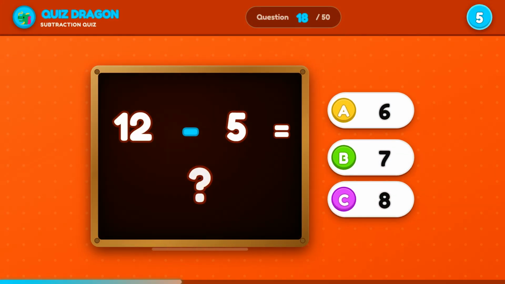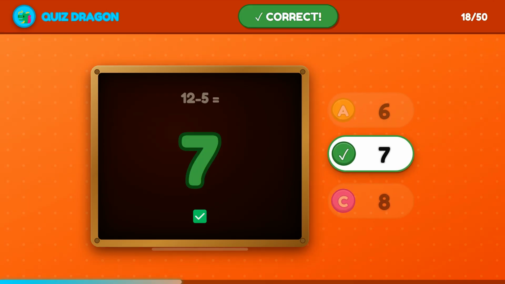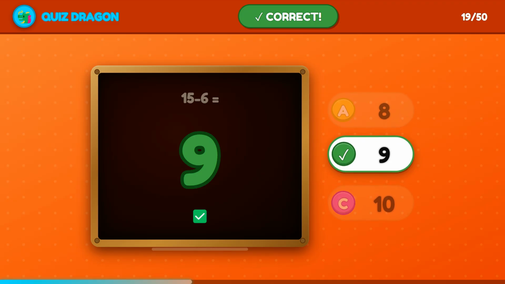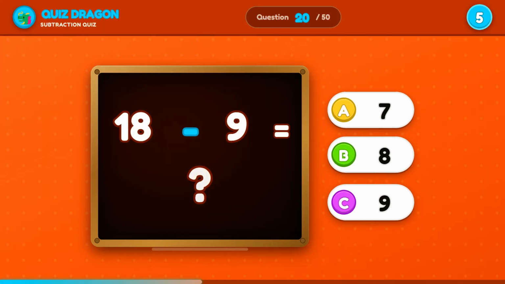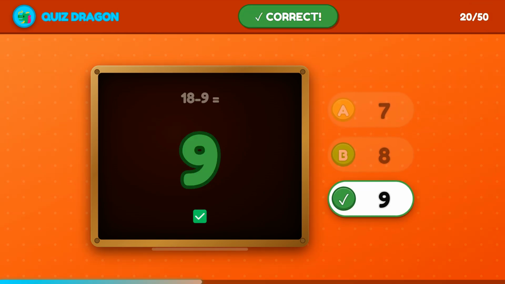Question 18. 12 minus 5. What's the answer? The correct answer is B, 7. Question 19. What is 15 minus 6? The correct answer is B, 9. Number 20. 18 minus 9 equals. The correct answer is C, 9.